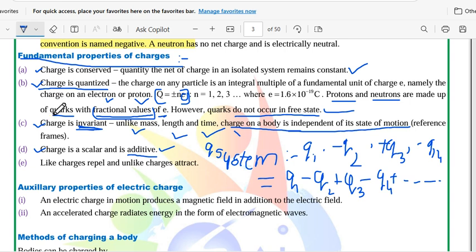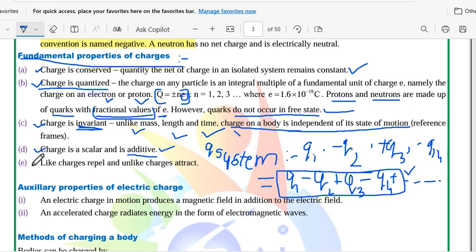See, if a system contains a number of point charges, the total charge on the system is equal to the algebraic sum of all the charges present in the system. So we have considered the charges present in the system as Q1 minus Q2 plus Q3 minus Q4 and so on. The additive property: the charges are going to add to each other. Then the property is nothing but the addition. I think you have got this.